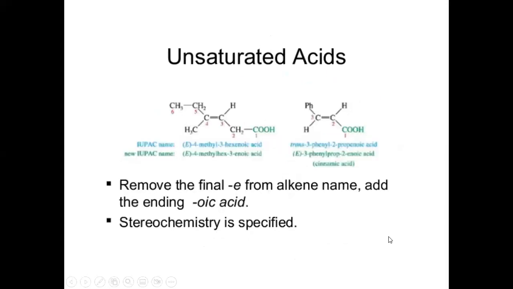Okay, unsaturated acids. So we remove the final E from the alkene name and add the ending -oic acid. So for example here, 4-methyl-3-hexenoic acid. Right, so the new IUPAC name is 4-methylhex-3-enoic acid. So I'm sure you know what the E means, and the other one is E-3-phenylprop-2-enoic acid, or cinnamic acid. Right.